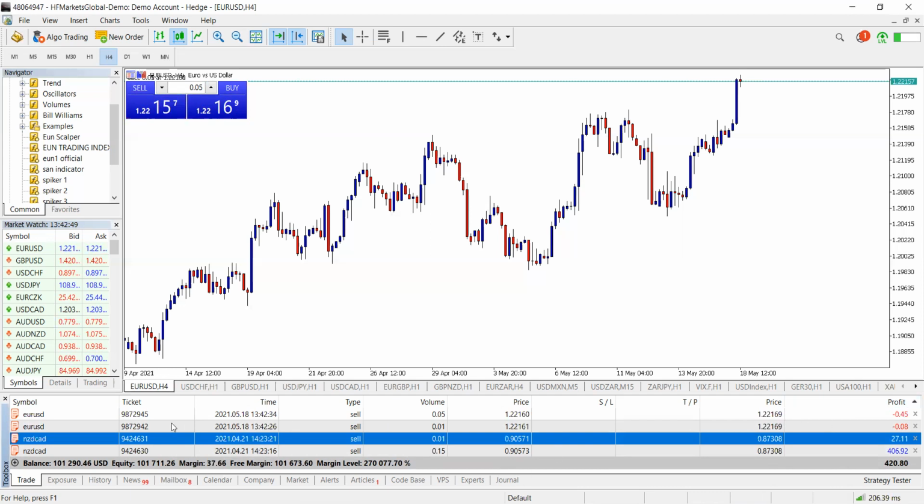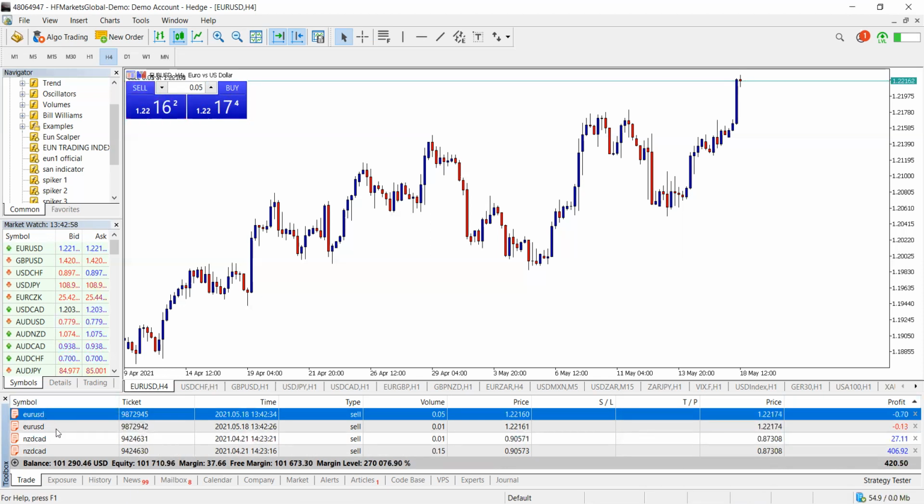Down here, you see this box, with the blue one. So here there's Euro USD. That's our symbol. This is the time that you opened it. This is your ticket number. Type of trade, sell, volume 0.05 and 0.01. So price, these are the prices. They don't matter very much.